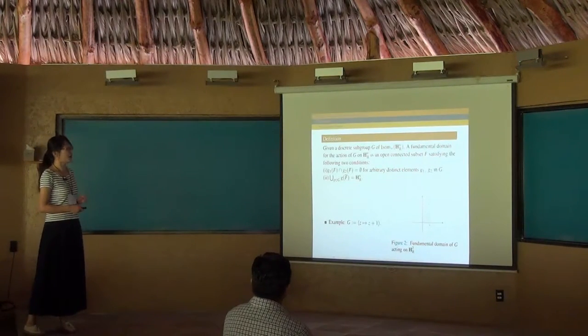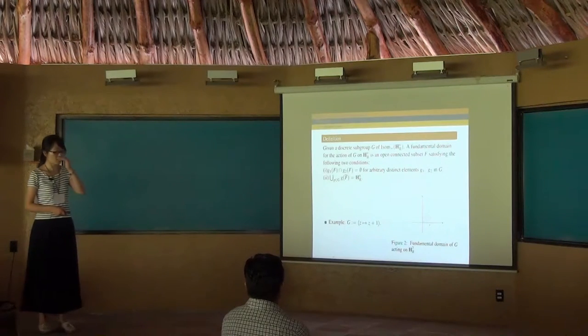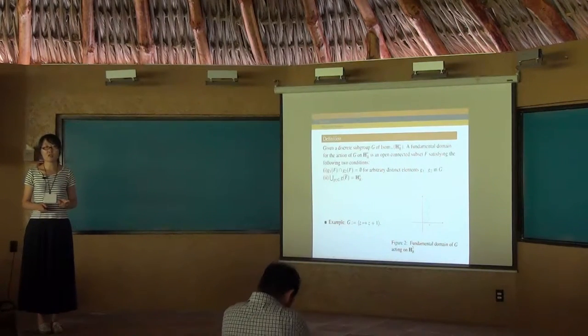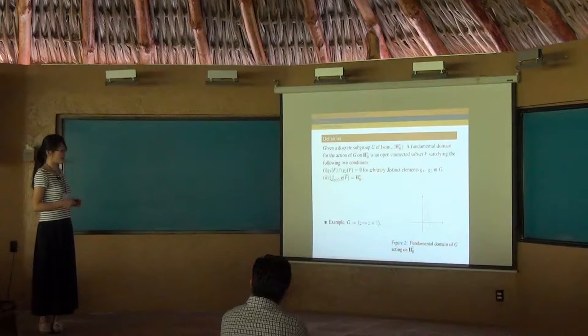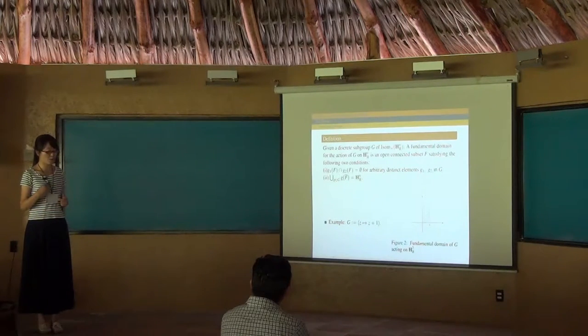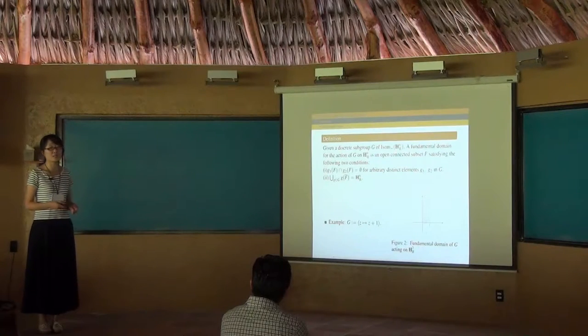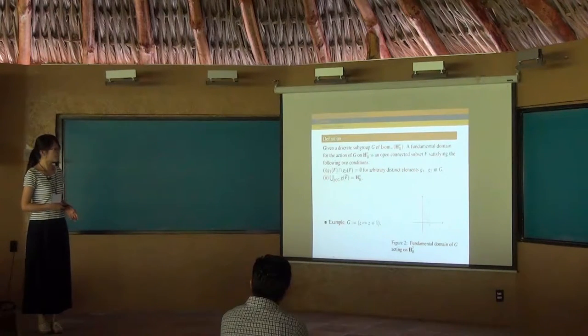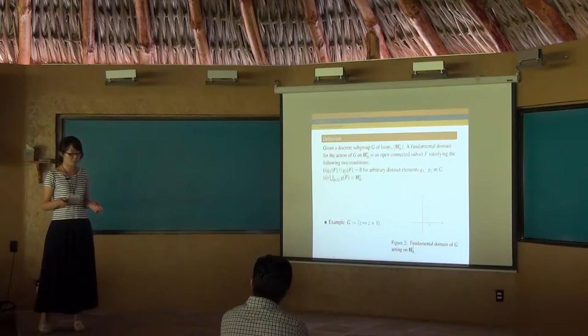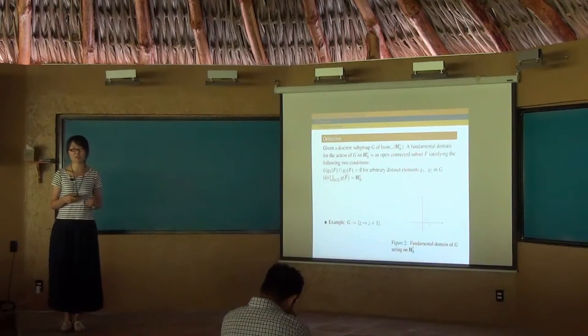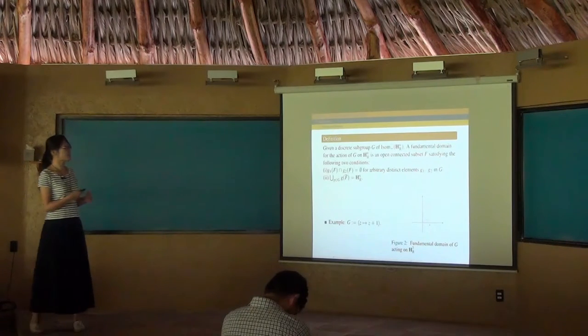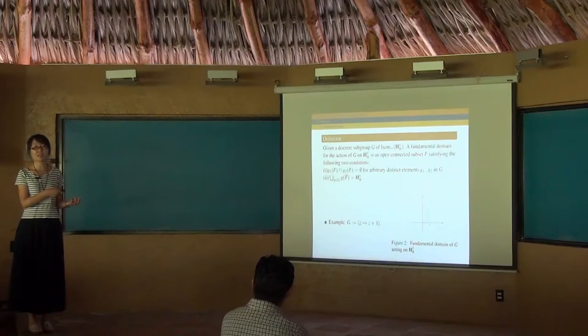A fundamental domain should satisfy two conditions. First, for any two distinct elements of this group, the images of the fundamental domain under the action of these two elements should not intersect. And the second is that if we take the union of the images of the closure of this fundamental domain, it will tessellate all of the real hyperbolic space. And similarly, we can change this real hyperbolic space to the complex hyperbolic space.